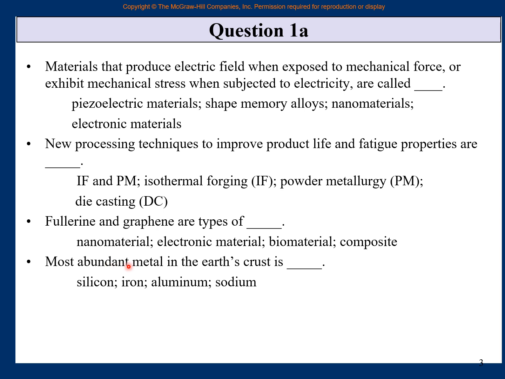Most abundant metal in the Earth's crust is what? Silicon, iron, aluminum, sodium. So we discussed it in quite some detail. We gave you examples of iron and aluminum transformation also. But the biggest amount of metal in the Earth's solid crust is silicon.